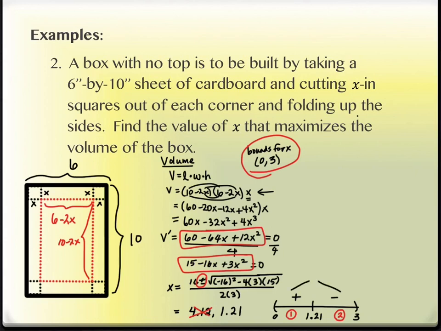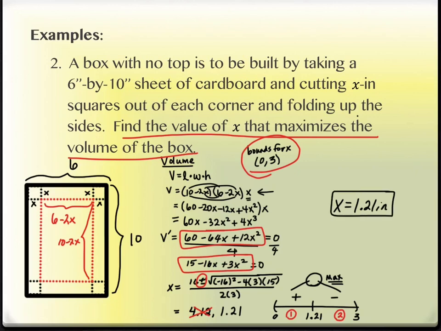Positive means increasing, negative means decreasing, so what happens at 1.21? There's a maximum, which is what we were trying to find, a maximum volume. So we've done the calculus part. We need to make sure we've actually answered what we were asked to find. It says find the value of x that maximizes the volume of the box. It could say find the volume of the box, but it didn't. It just asks for the value of x. So x is 1.21 what? Inches. And we're done. All good?